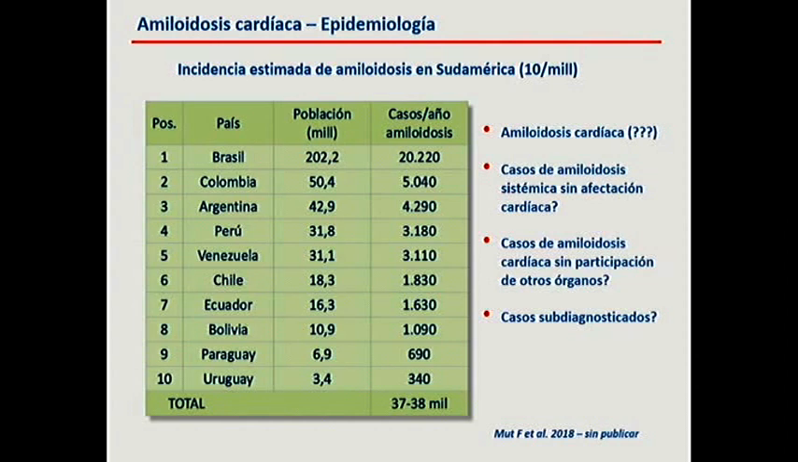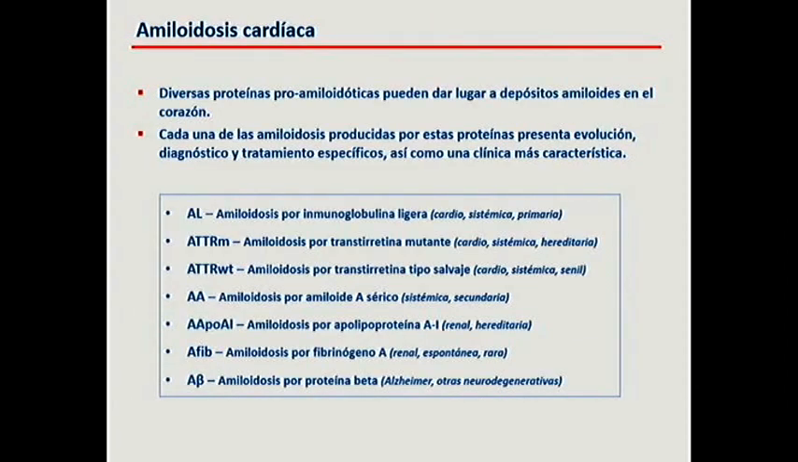So how many of these actually affect the heart? We don't really know. There are a lot of cases of systemic amyloidosis without cardiac affectation or non-significant affectation, and there are cases of cardiac amyloidosis without participation of other organs. Therefore, it's very hard to find out the prevalence, and there are several cases that we know are subdiagnosed.